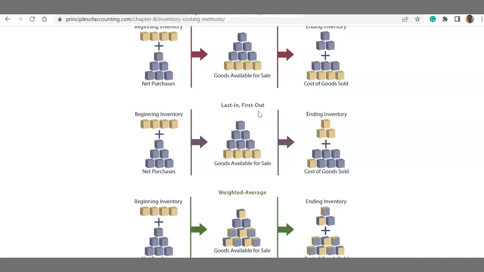However, under IFRS there is not that much lobbying going on, and so under IFRS, last in, first out will not be accepted whatsoever. Also, in the US, the IRS has a LIFO conformity rule, which says if you want to use LIFO for your inventory accounting method, you also have to use LIFO for tax purposes.